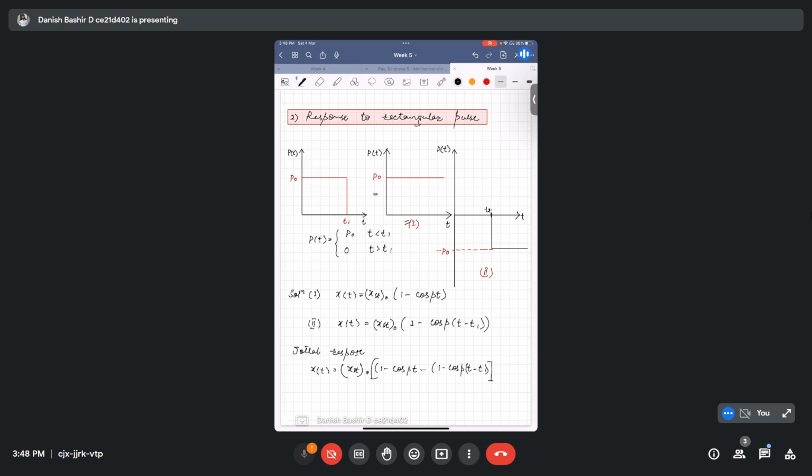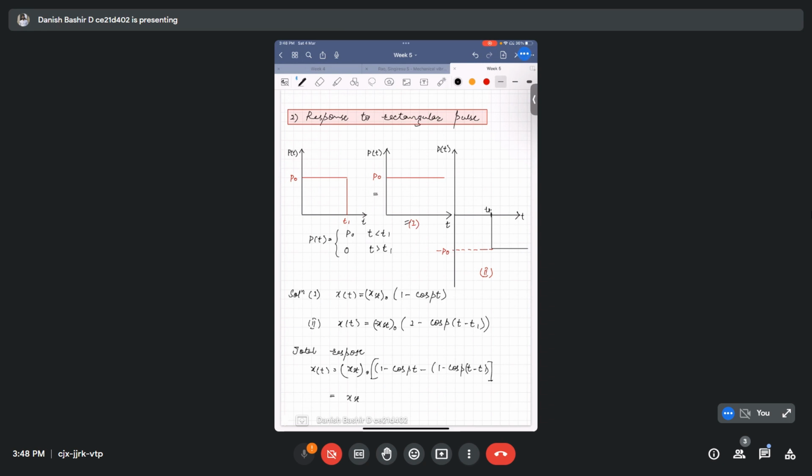This minus here will be minus x static naught, remember, because p naught is negative. That's why I'm saying here we have to do the summation, but I'm actually taking the minus here. It's minus because x static naught is minus. Okay, total response. So if we simplify this trigonometric expression, we will get this.